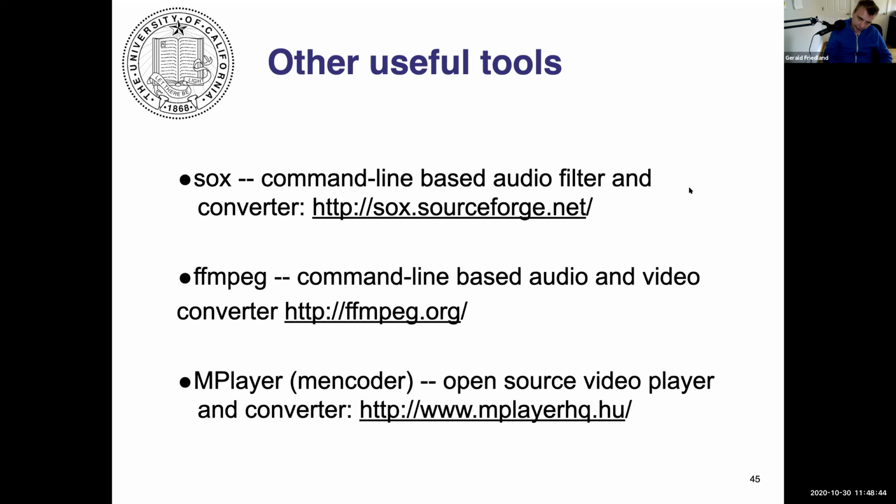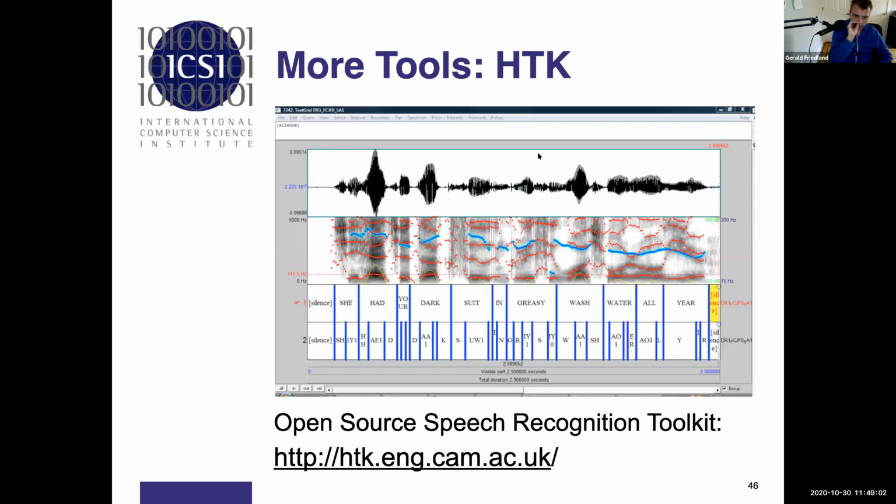If you just want a player, and also something that can actually play DVDs with Dolby Surround and all of these kinds of tricks, you should use MPlayer. But that's not an easy program to hack. So FFmpeg is better if you want to do something programmatically. And then there should be two more slides.